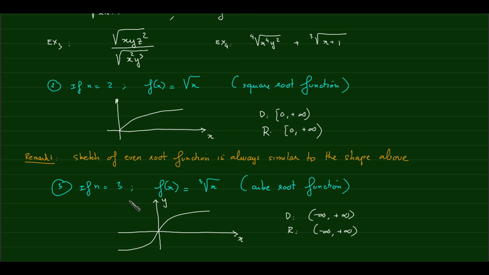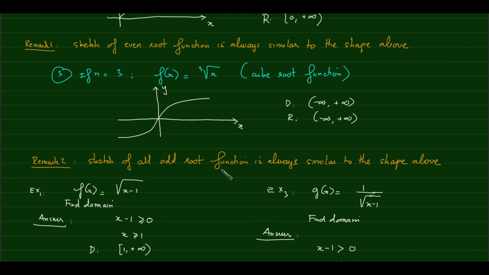And if n equals 3, a typical example of an odd root function, I'm sorry, not even, an odd root function will be the cube root function, the cube root of x, and the sketch of the cube root of x always goes like this. And if it goes like this, you see the domain and range always go from negative infinity to positive infinity. Similar to the square root function, for all odd root functions the sketch always looks like this. I mean the domain and range of all odd root functions will be like this all the time.